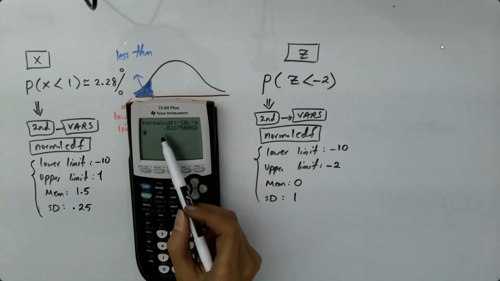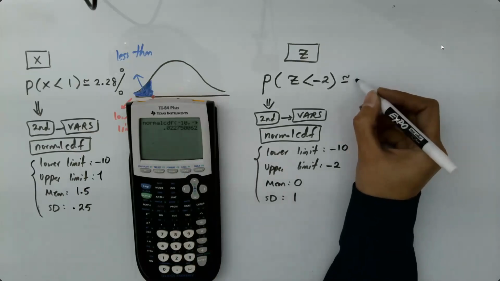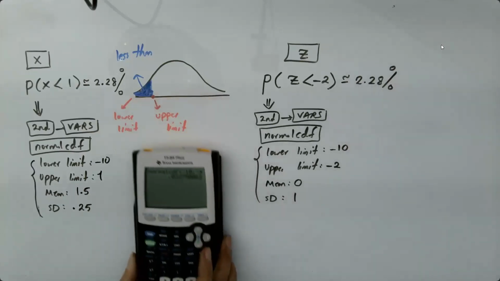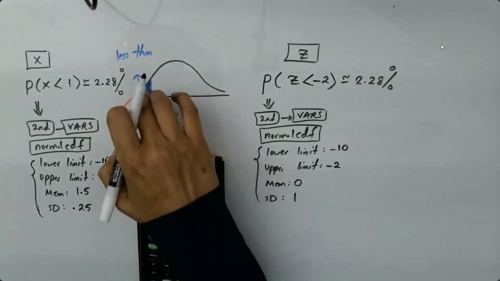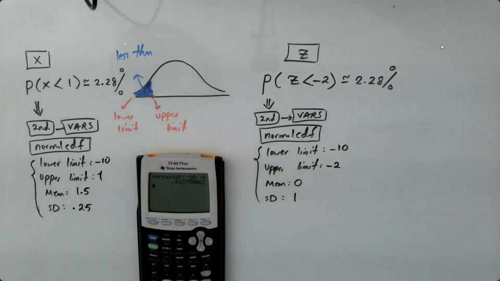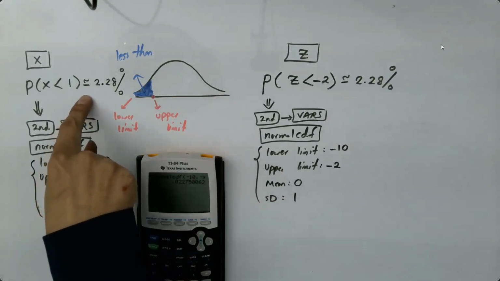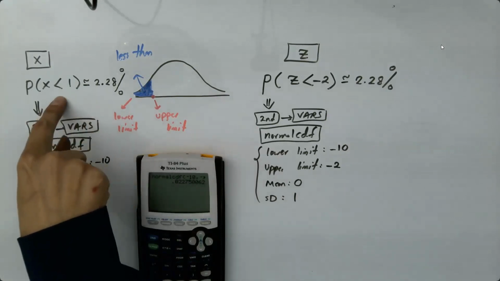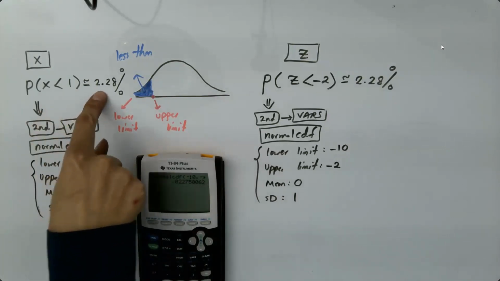Very good. As you can see, we got the same probability, 0.0228. So the probability is about 2.28%. As you can see, this small area is about, if you just move this a little bit here, it's going to be roughly around here, which is 2.28%. So the probability that cell phone users will keep their phone for less than 1 year before buying a new one is about 2.28%.